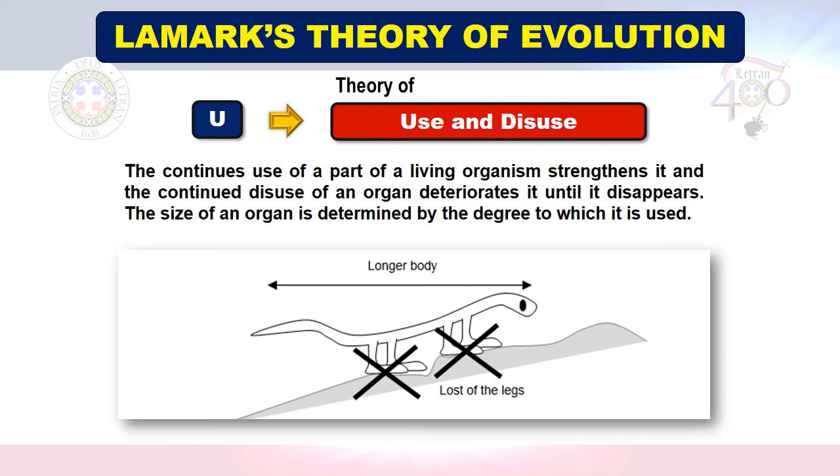The parts of the organisms that are not used as much undergo atrophy and begin to degrade from lack of use. This means that the part of an organism will decrease in size due to the lack of use for that particular part of the organism. This is the beginning of the idea of inheritance of acquired traits. A good example of this is the persistent crawling of snakes over time resulting in a longer body and loss of the legs.